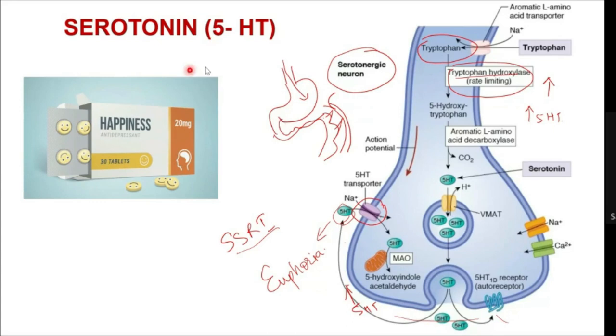So see, where all can be the problem? The problem can be at the initial stage of synthesis. There can be an issue of reuptake. It can be an issue over here, or it can be an issue over here also. I have more of this MAO that is overactive and it's just degrading all of my 5-hydroxytryptamine into its principal metabolite. Metabolism is very high.